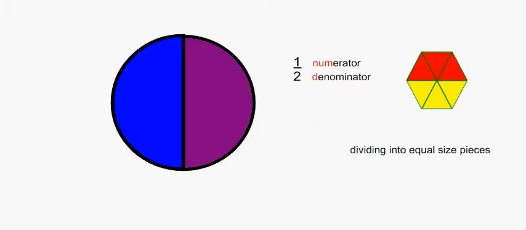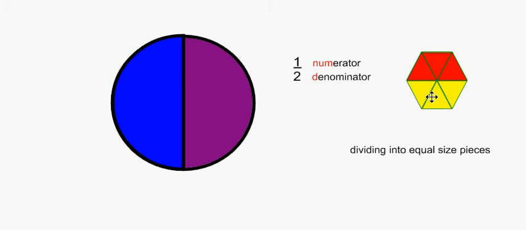The most common way people talk about it is if we have a circle and we have 2 shaded regions. The shaded region I'm going to talk about here is the blue shaded, so I have 1 shaded out of a possibility of 2 pieces. Or in the hexagon, I have 1 red out of a possible 2 trapezoid pieces.